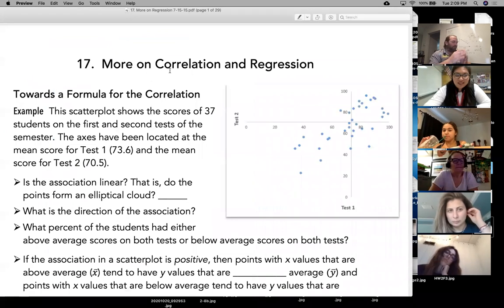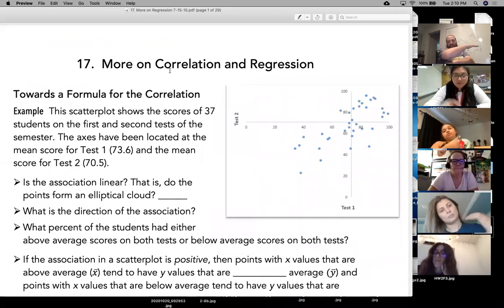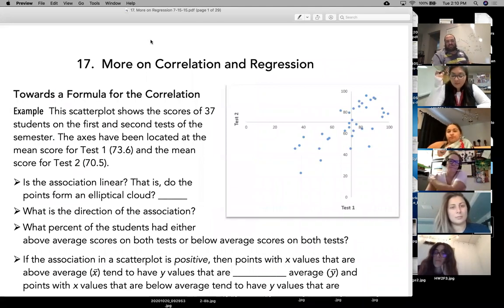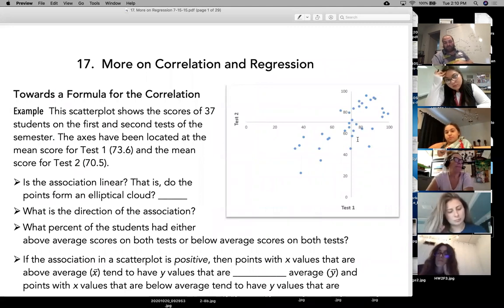You're now here. Okay, so we have the scatter plot, and we have the x-axis and we have the y-axis, and the center is at the average of the x's and the average of the y's. They've calculated it for us. They've told us that the x average, the test 1 average, is 73.6. So 60, 80, 73.6. And the average for test 2 is 70.05. Here's the y at 70.05.